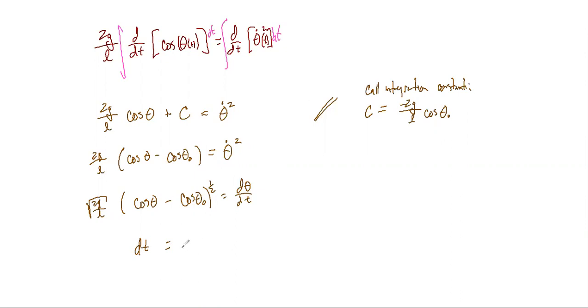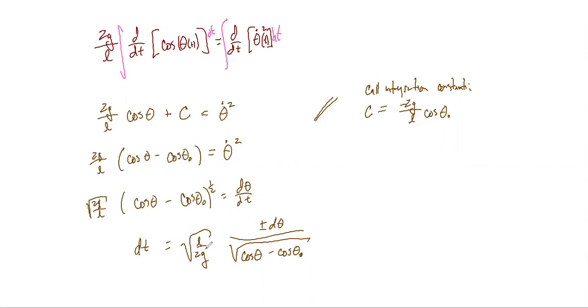So dt equals root L over 2g, plus or minus, because we will throw away signs when we unsquare root this, d theta over root cos theta naught. And then this is the interesting part.